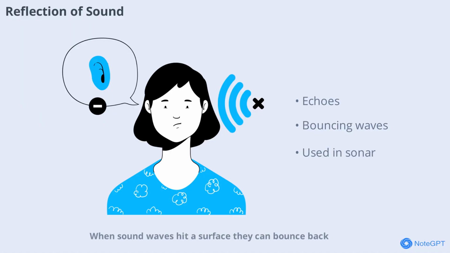When sound waves hit a surface, they can bounce back just like a ball bouncing off a wall. This is called the reflection of sound. Echoes are a common example of this phenomenon. In large empty spaces, you might hear your voice bounce back after a short delay. The reflection of sound is used in many applications, from sonar in submarines to architectural acoustics in concert halls.